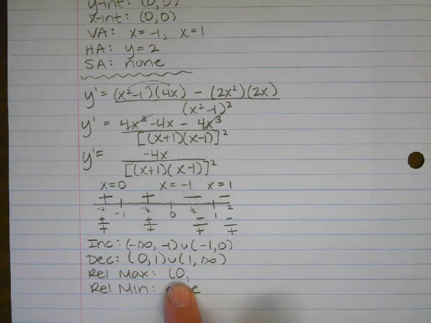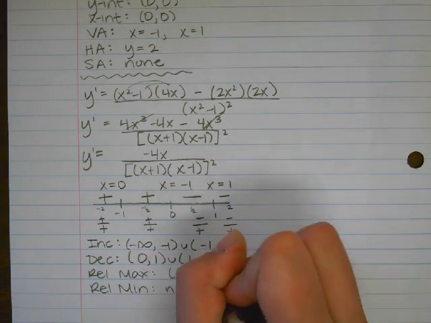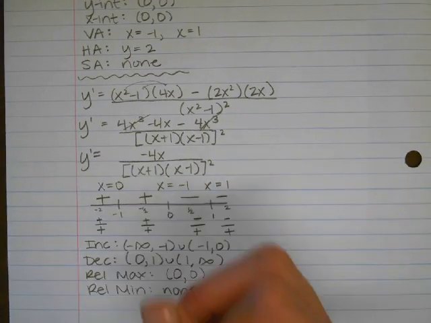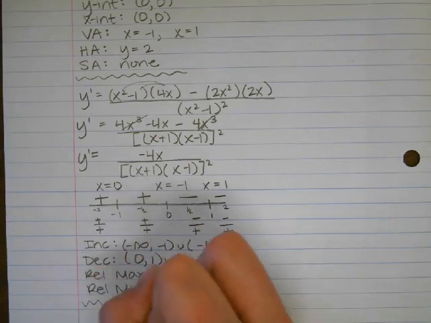And then if I want to find the y-coordinate of my relative max, I just need to go back to the original function and plug in 0, and we've already done that. That's just the point 0, 0. We already know that that's on the graph. Okay, so that's all the stuff we can find from the first derivative.